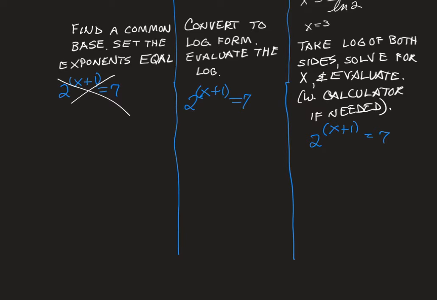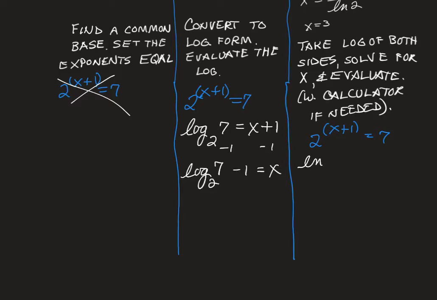Let's try converting to the logarithmic. Convert this to a logarithm. It would be the log base 2 of 7 equals x plus 1. Can we solve for x there? Sure. Let's just subtract 1 from each side. So the log base 2 of 7 minus 1 equals x. Done.